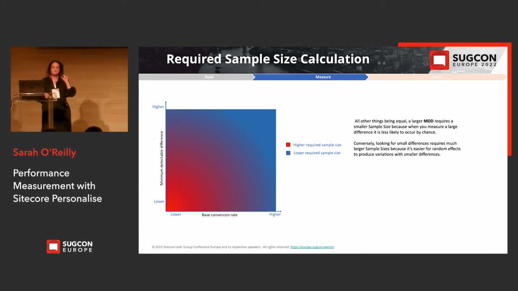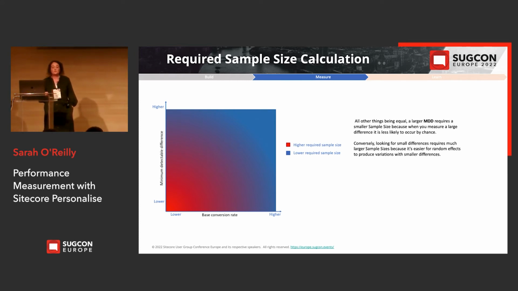It's taking your base conversion rate and your minimum detectable difference, and it's basically saying, how large is the change we're expecting to happen? The larger the change, the less likely that is to be influenced by randomness or anything happening by chance. And the smaller that value is, the more likely it is to be influenced by random chance.